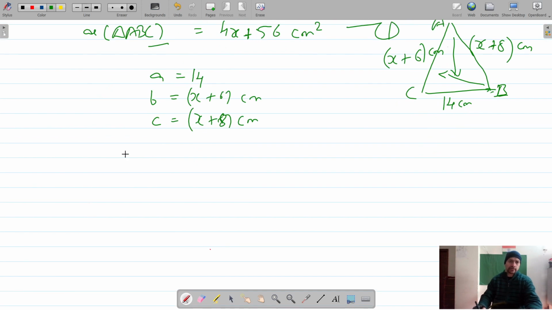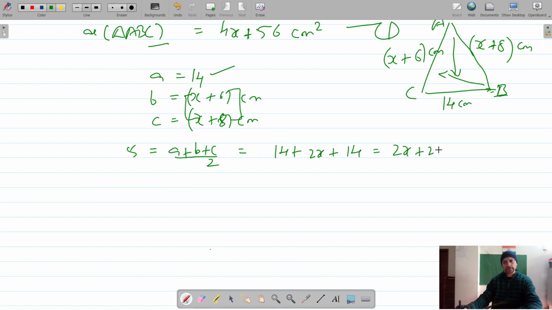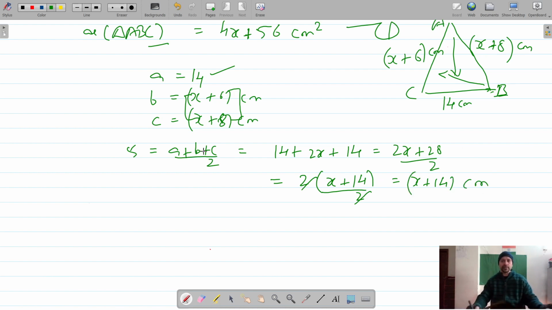Now let's find out the semi perimeter. So (a plus b plus c) by 2 gives us 14 plus x plus 6 plus x plus 8, which is 2x plus 28 by 2. So 2 is common, so it's x plus 14 by 2. So x plus 14 centimeter is the semi perimeter.